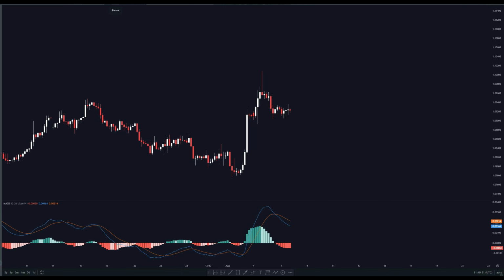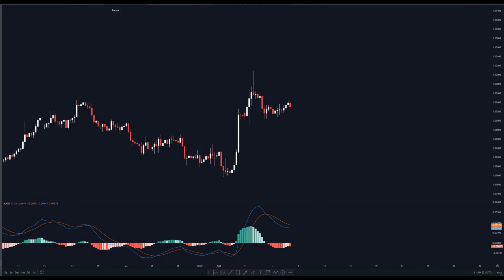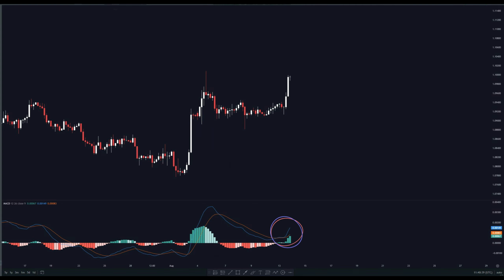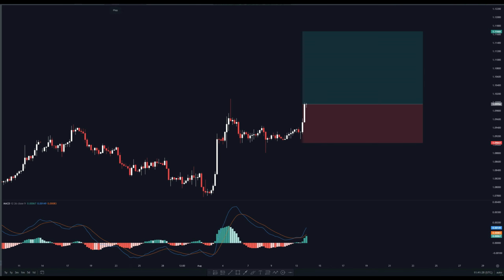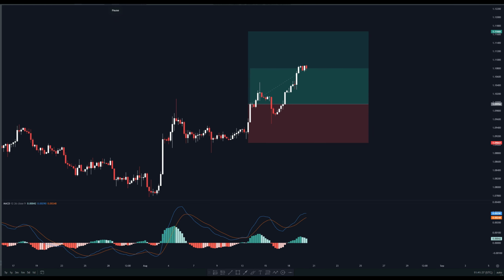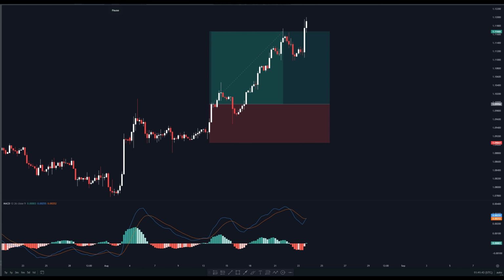And now we will wait for the MACD to cross above the signal line. And here we have the crossover of MACD and signal line, so we can open a long position here. And finally, all of our trades ended up being profitable.